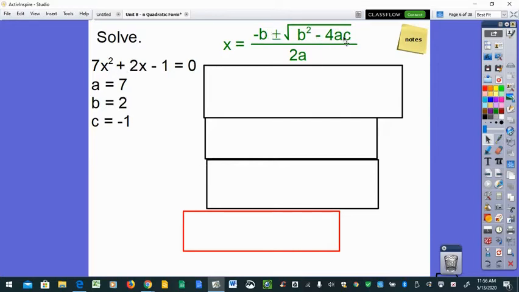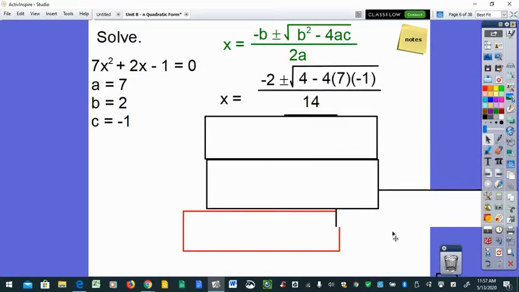And now we're going to substitute. So, be careful. Make sure you put the right number in for the right variable. So we need the opposite of b, which would be negative 2, plus or minus b squared, which would be 2 squared, minus 4 times a, which would be 7, times c, which would be negative 1, all over 2 times 7.